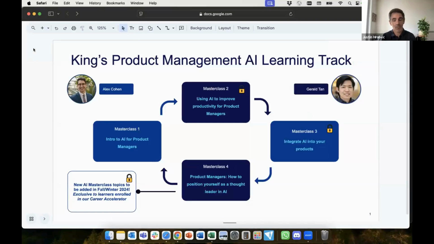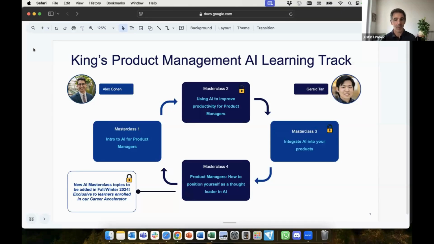We've actually held a number of master classes over the last few months, most of which have been exclusive to our learners. So we've really taken you on a journey from that very first introduction to AI for product managers, what you should know as a product manager, onto some really in-depth classes that were exclusive to learners in our program about how to use AI to become a more productive product manager with really specific instructions on prompts, et cetera, and then how to manage and integrate AI into your own products, which gets quite technical.